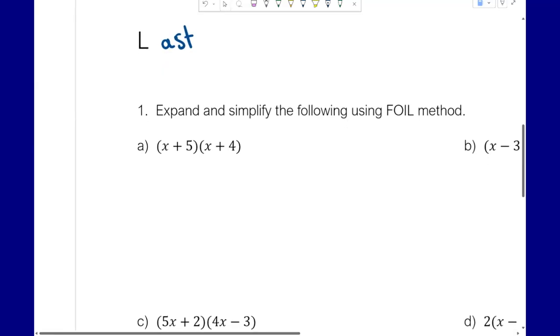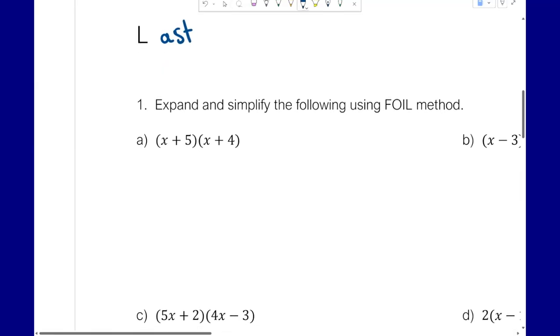So let's go through and look at some examples. We want to expand and simplify the following using the FOIL method. So I'm going to show what I'm going to multiply. Now I don't have to write FOIL every single time, but if it helps you, then by all means, you can do that. So actually I'll go back and break it down step by step.